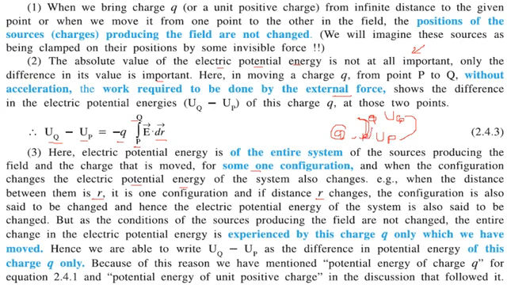We are moving from this point to this point. If we move it from P to, say, K, it will be different. But the condition of the sources producing the field is not changed, because we are just changing the position of Q, and the electric field is not changed. The entire change in the electric potential energy is experienced by this Q only, the charge which we have moved. So we are able to write UQ minus UP as the difference of the potential energy of this charge Q only.